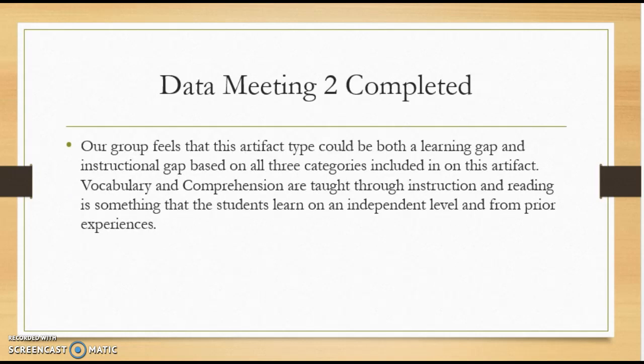Data meeting 2 completed. Our group feels that this artifact type could be both a learning gap and an instructional gap based on all 3 categories included on this artifact. Vocabulary and comprehension are taught through instruction, and reading is something that the students learn on an independent level and from prior experiences.